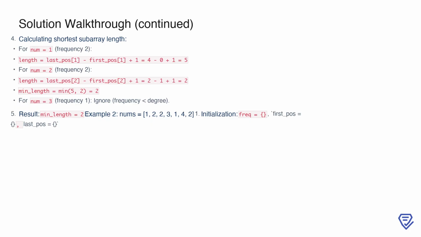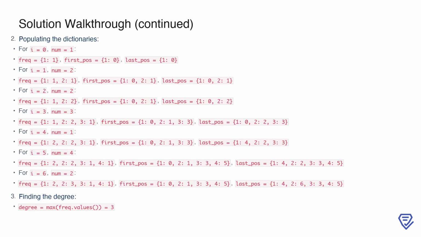Moving to the next example, we repeat the process for nums equals 1, 2, 2, 3, 1, 4, 2, starting with the initialization of the same 3 dictionaries: frequency, first_pos, and last_pos. As we process the second example array, we populate the dictionaries step by step. For each index, we update the frequency of the current number in frequency, record its first occurrence in first_pos if it's not already present, and update its last occurrence in last_pos. For instance, at i equals 6 when processing number equals 2, its frequency becomes 3, its first position remains at index 1, and its last position is now index 6.